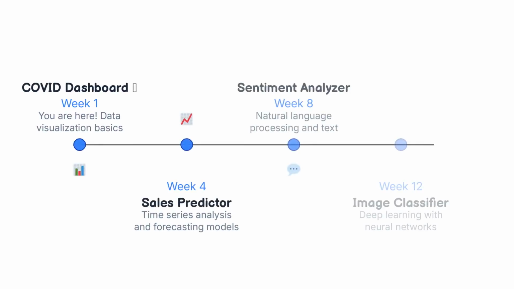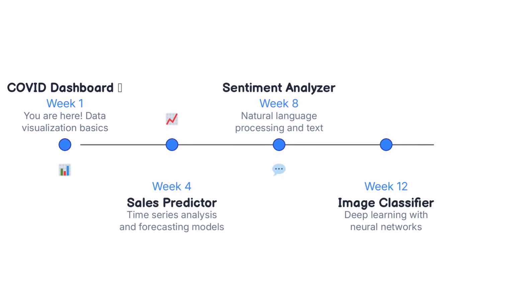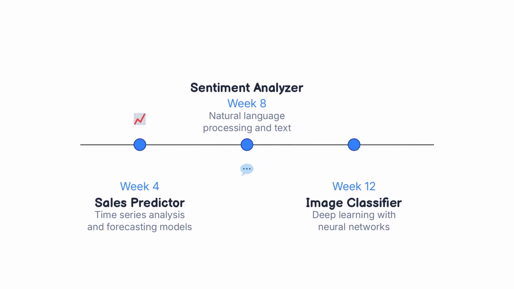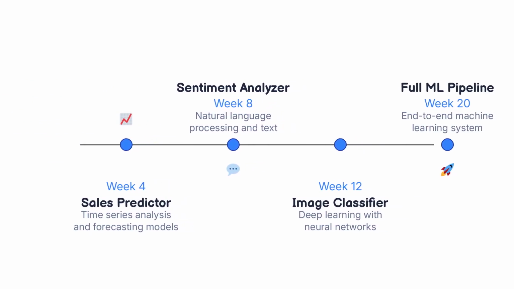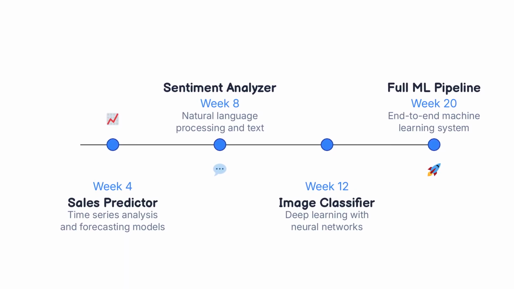Here's what your data science journey could look like from here. Each project builds on the last, adding new skills and complexity. In 6 months, you could go from this COVID dashboard to machine learning models predicting future trends. The path is clear. You just need to walk it.